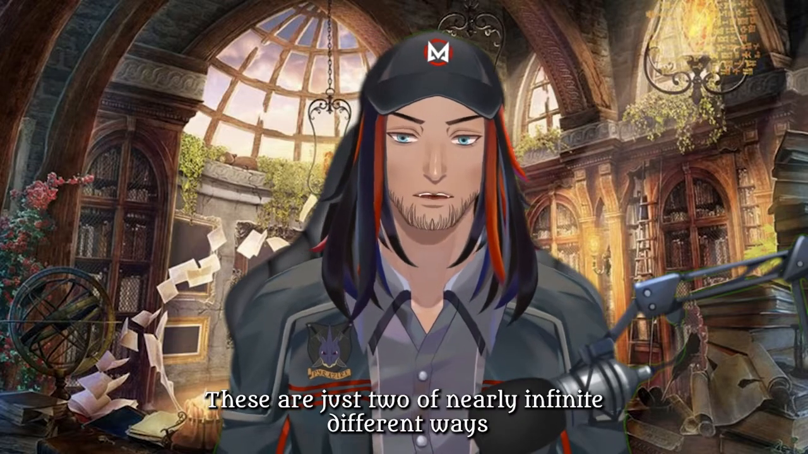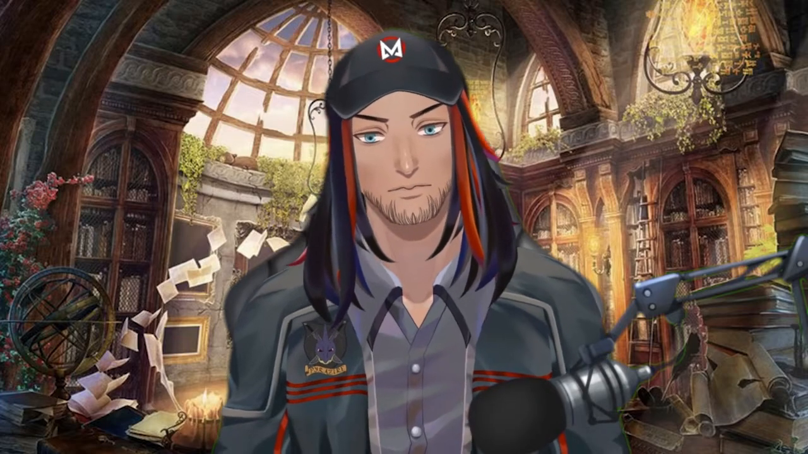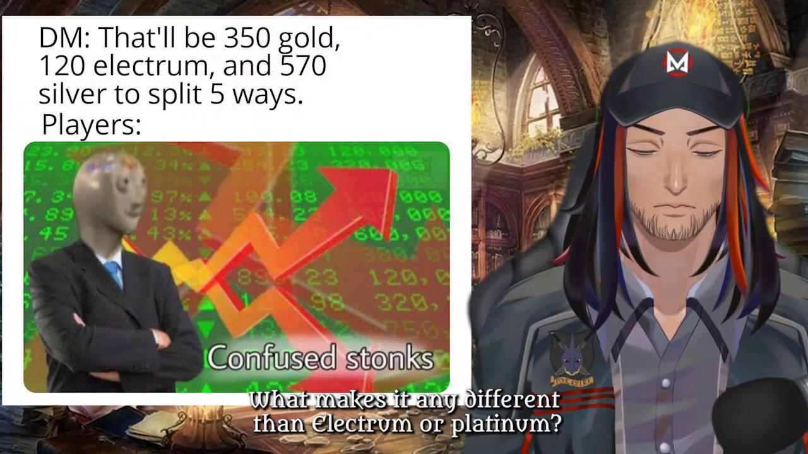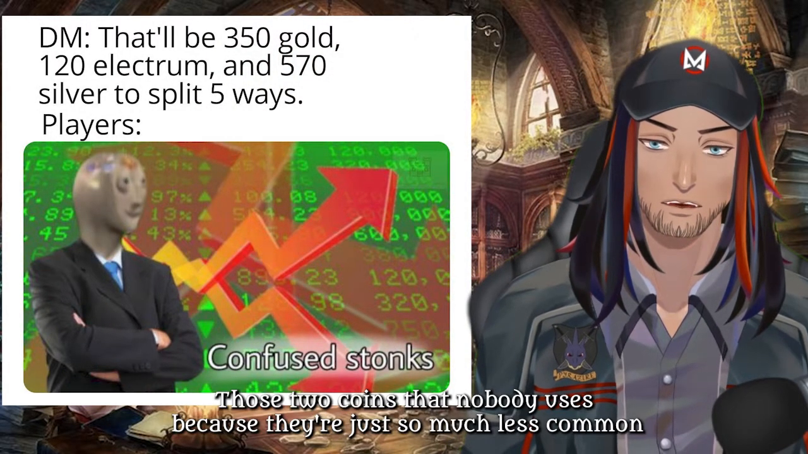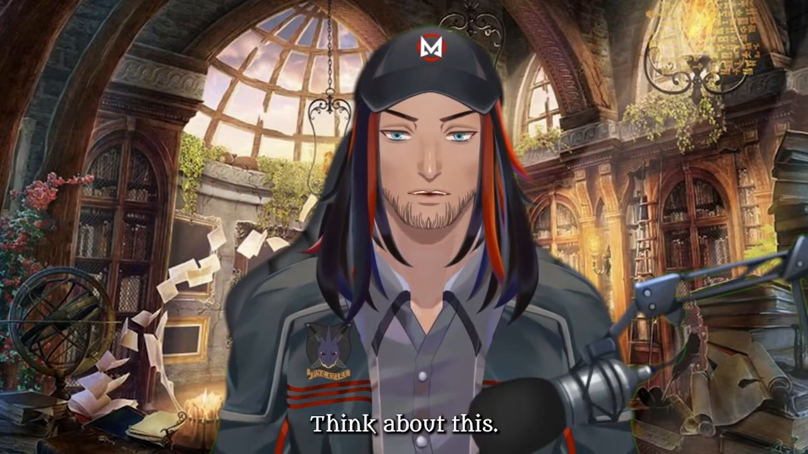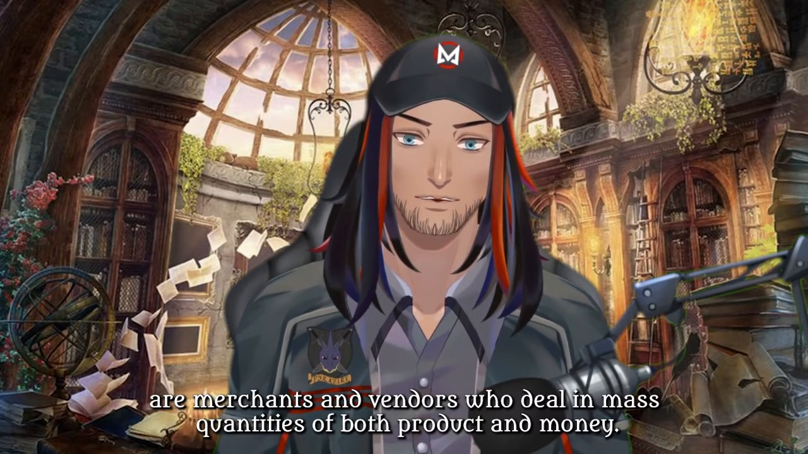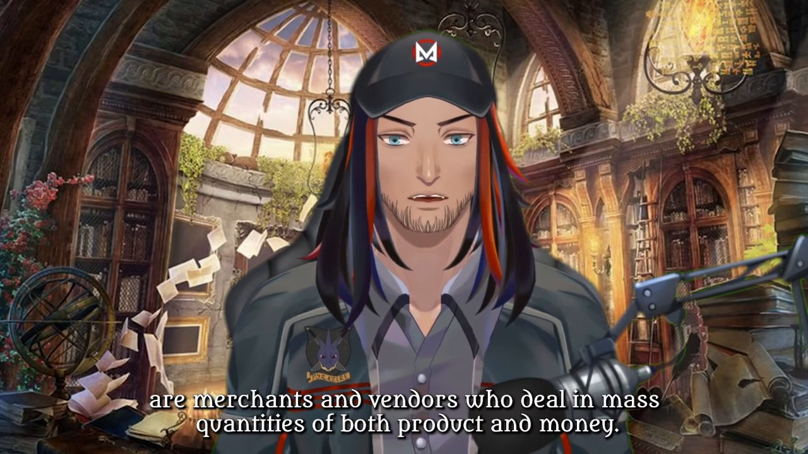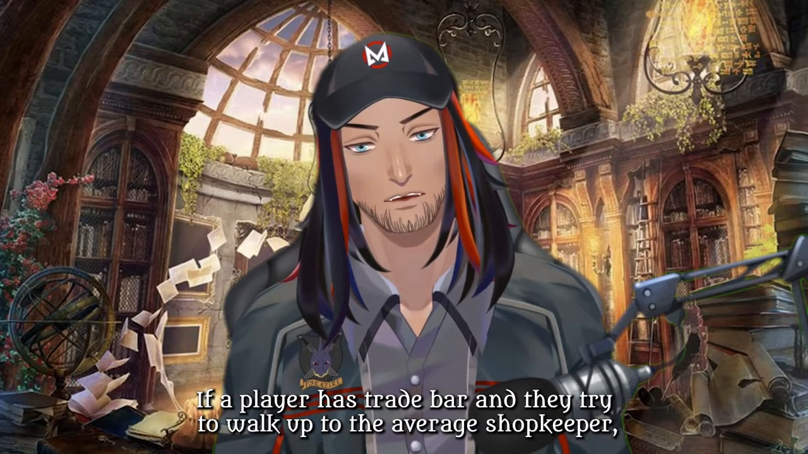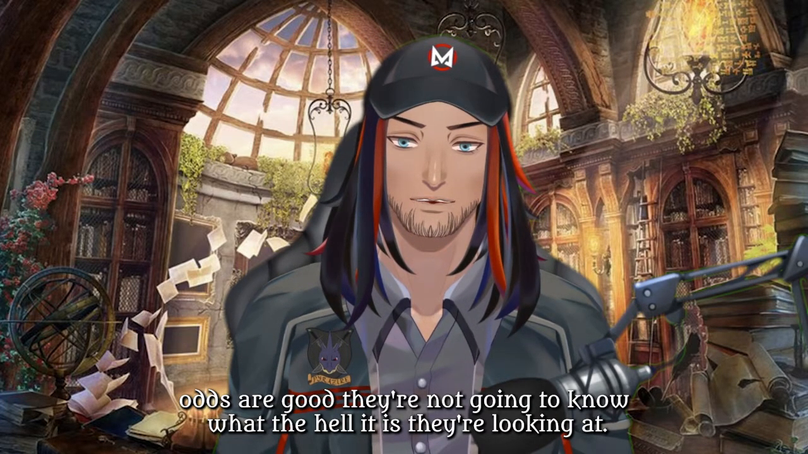These are just two of nearly infinite different ways you can get this new economic tool into the hands of your players. But what makes trade bar different than any other coin? What makes it any different than Electrum or Platinum? Those two coins that nobody uses because they're just so much less common than gold or silver. Think about this. By and large, the only people who handle trade bar are merchants and vendors who deal in mass quantities of both product and money. That and governments. If a player has trade bar and they try to walk up to the average shopkeep, odds are good they're not going to know what the hell it is they're looking at.